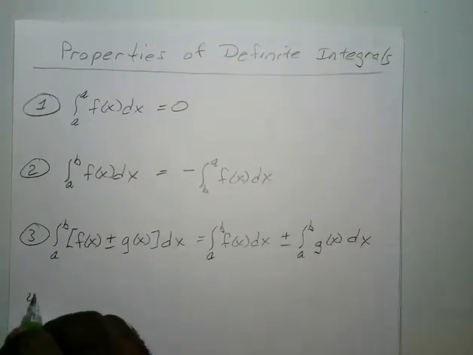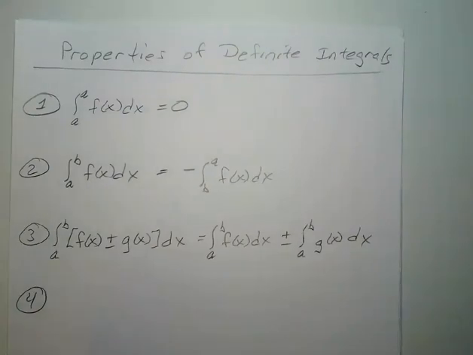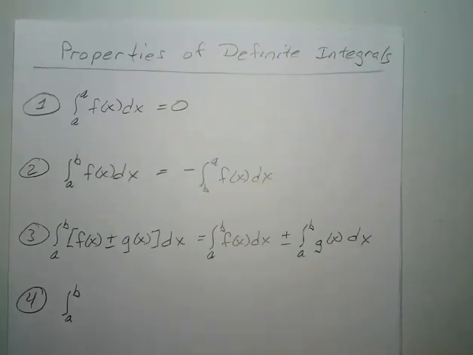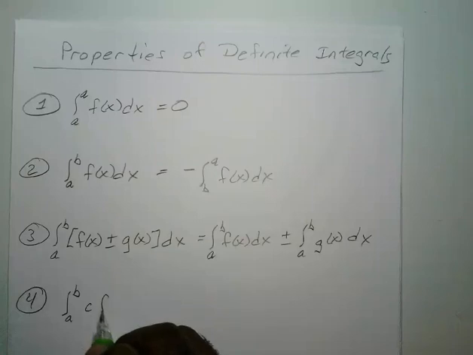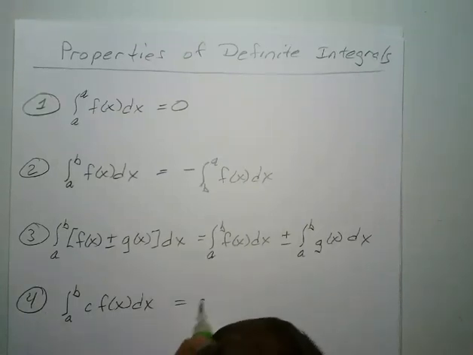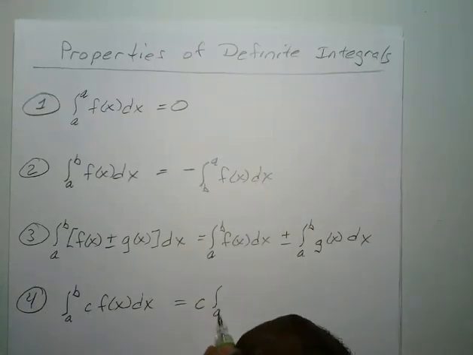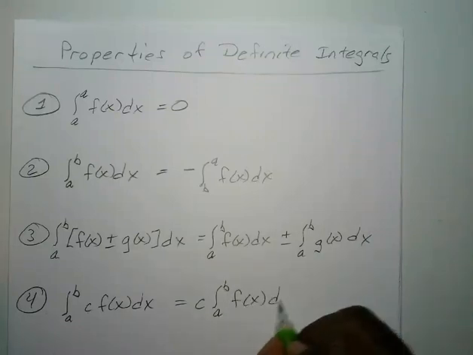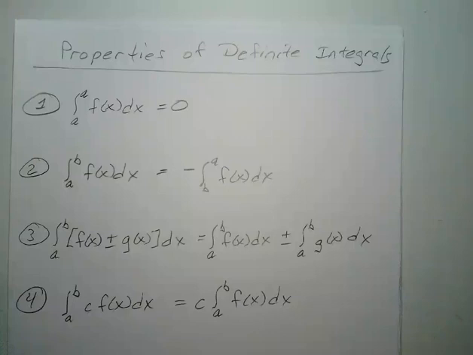Okay, now our fourth property, again, is going to go as you would expect, but we're going to go over it anyway. If you have the integral from a to b of some constant times f of x with respect to x, then that's going to equal, we can move the constant right out to the front, that constant times the integral from a to b of f of x with respect to x.